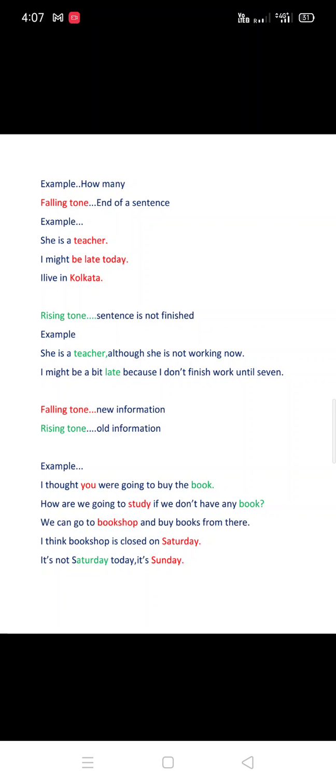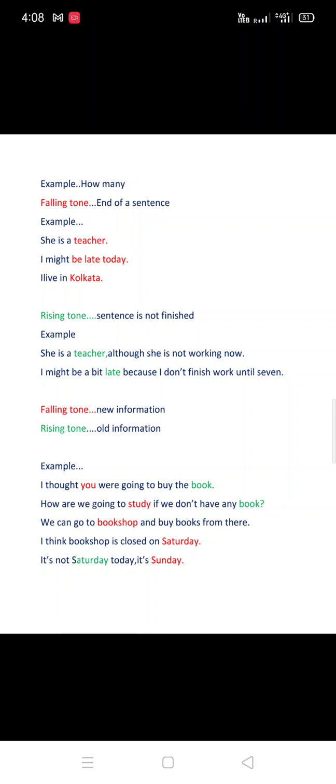Let me read at first. I thought you were going to buy the book. How are you going to study if we don't have any book? We can go to the bookshop and buy books from there. I think the bookshop is closed on Saturday. It's not Saturday today, it's Sunday.